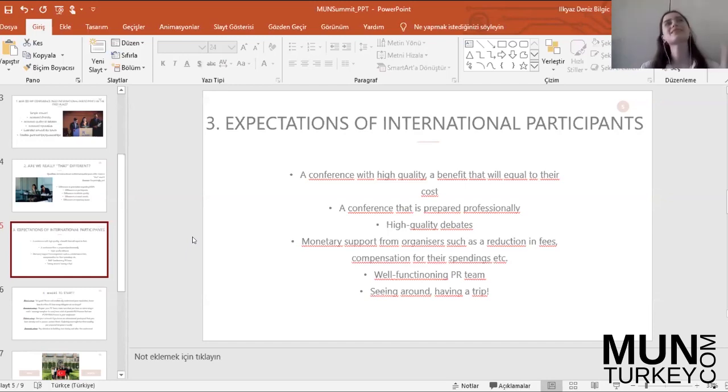And lastly, most of the time, they want to see around, like have a trip. So at this point, I could recommend that organizers have a pre-conference trip for their foreign participants. It enhances their orientation to the country, to the context, and to you as organizers, the academy and organization team, and other Turkish delegates. And again, it creates a great memory, and you create this connection, which will probably be very beneficial for you in your next editions when you again invite those delegations to your conference.